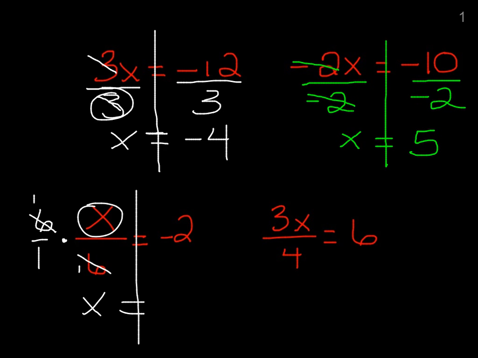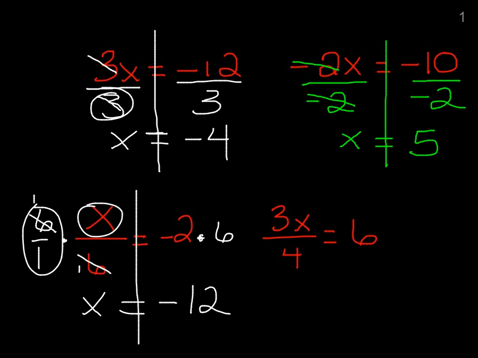Since we multiplied this side times 6, we can come over here and multiply this side times 6. And you don't need to write over 1 on this side. Then we get negative 2 times 6. A negative times a positive is negative. 2 times 6 is 12. So negative 12 is your answer.